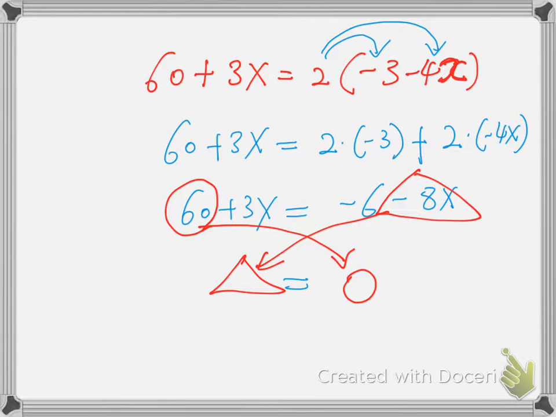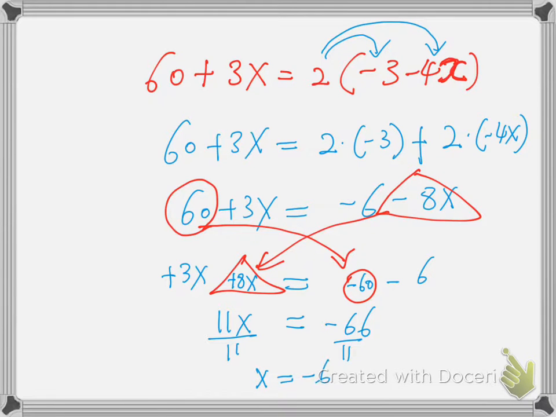Okay, so positive 60 moved becomes negative 60. Negative 8x moved, so it becomes positive 8x. These two terms moved, so the other two terms we just bring down. Positive 3x, bring down. Negative 6, bring down. So this side we have 11x, 3 plus 8. The other side we got negative 66. Negative 60 and negative 6, so it's negative 66. And then divide by 11, you got the answer.